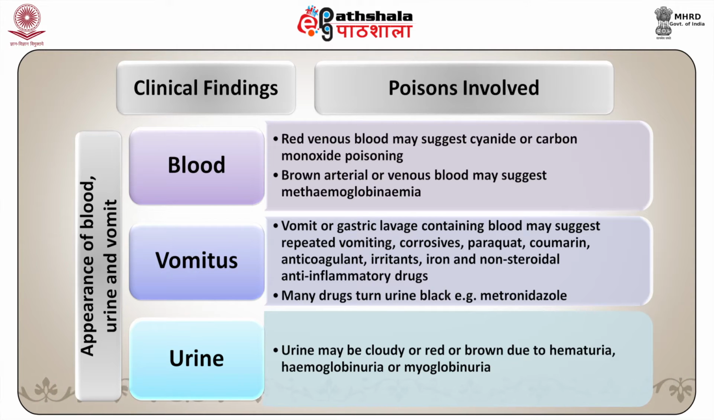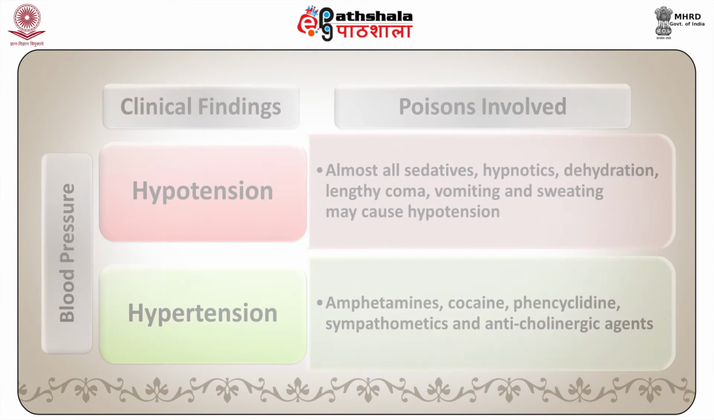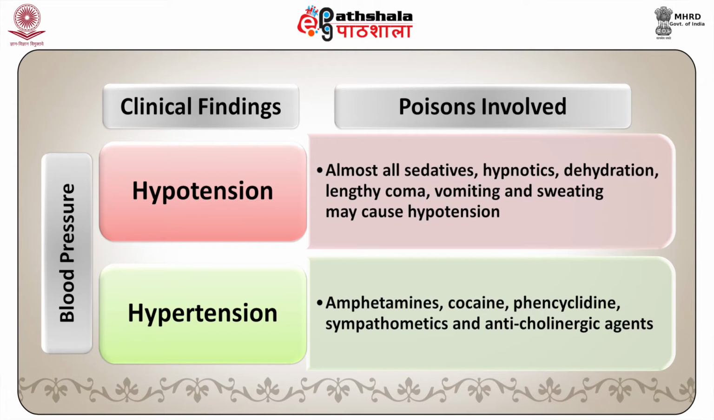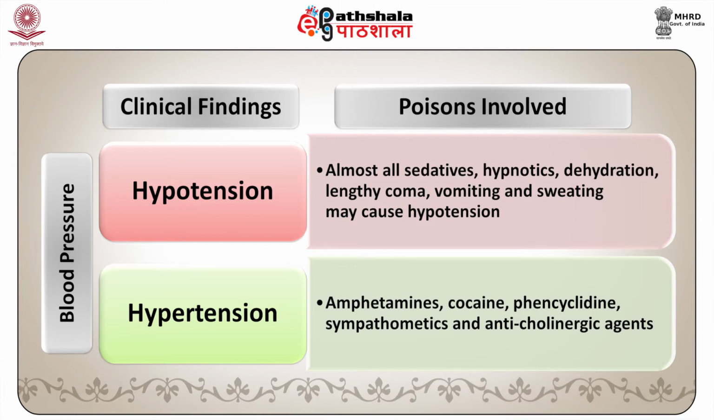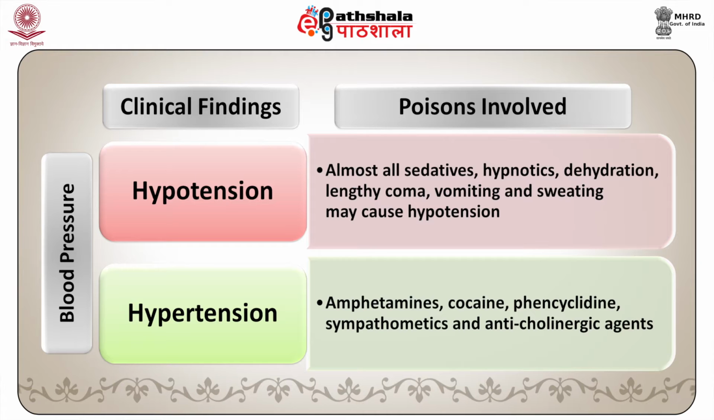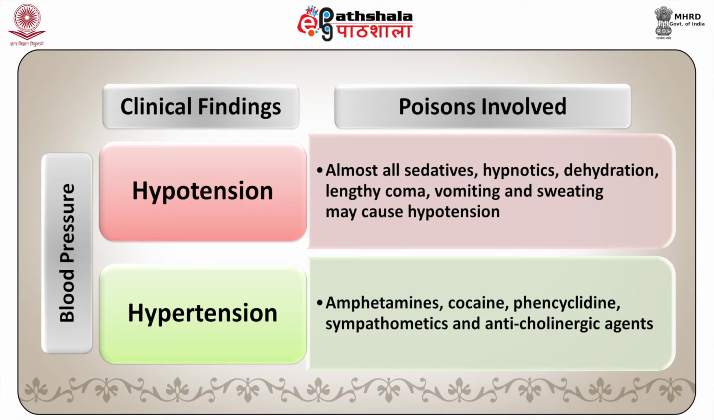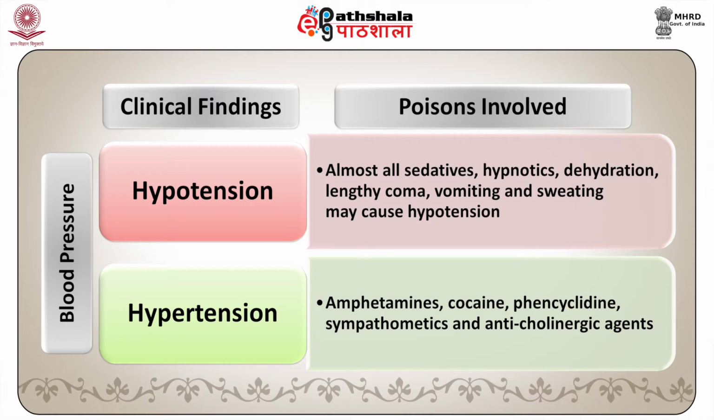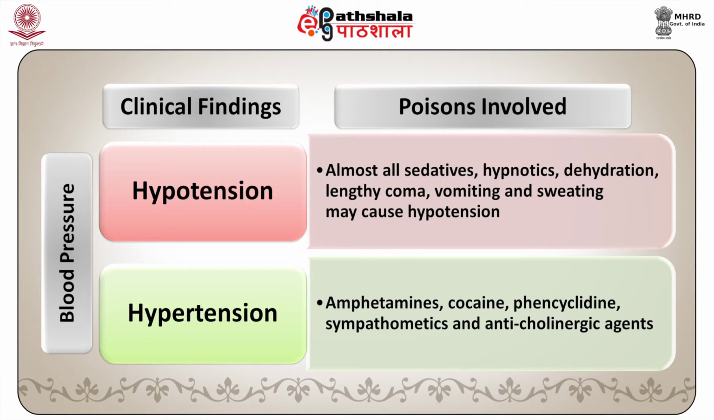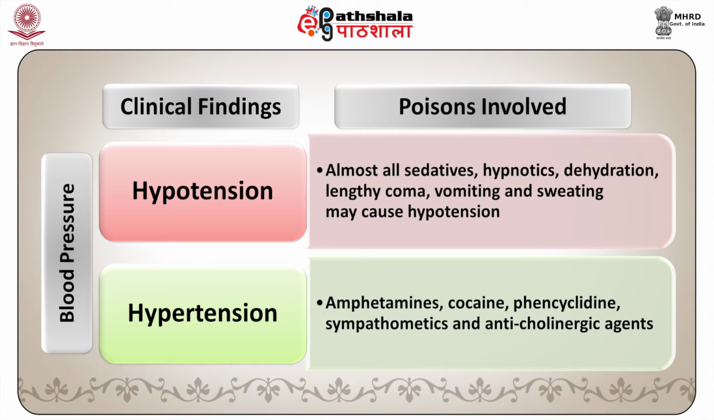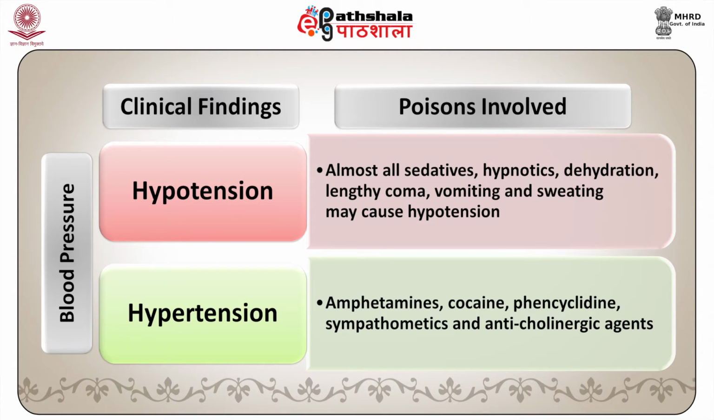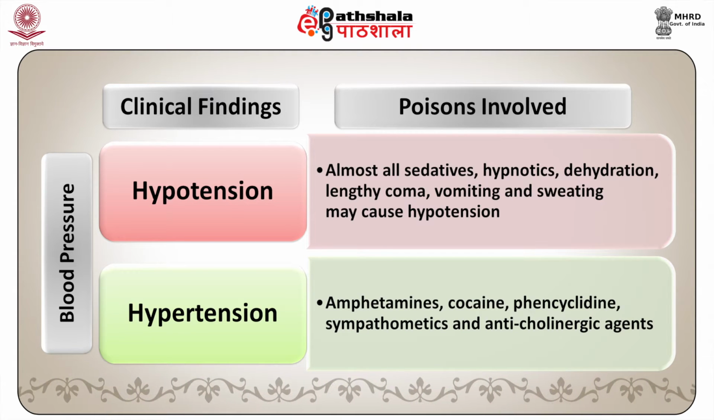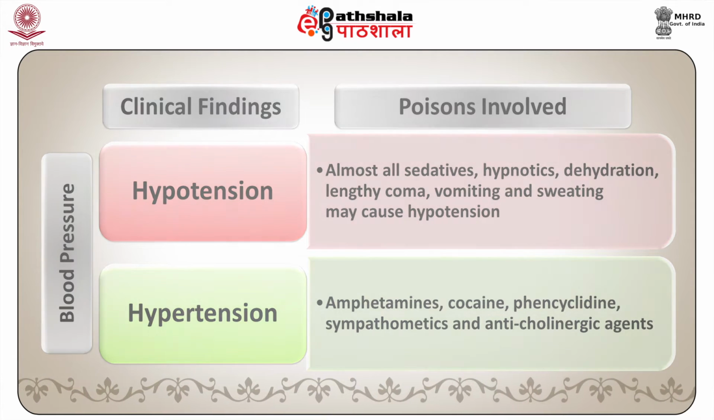hemoglobinuria or myoglobinuria. Next is blood pressure. In case of hypotension, almost all sedatives, hypnotics, dehydration, lengthy coma, vomiting and sweating may cause hypotension. And in case of hypertension, it can be amphetamines, cocaine, phencyclidine, sympathomimetics and anticholinergic agents.